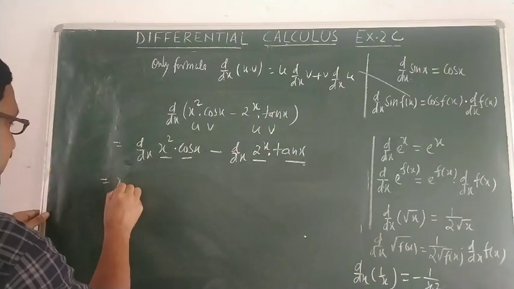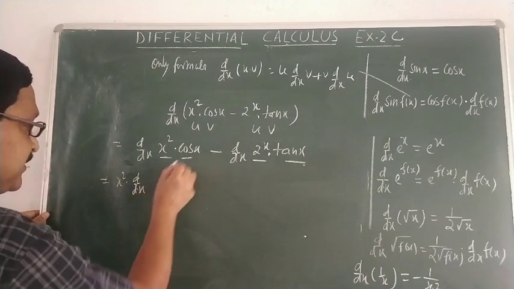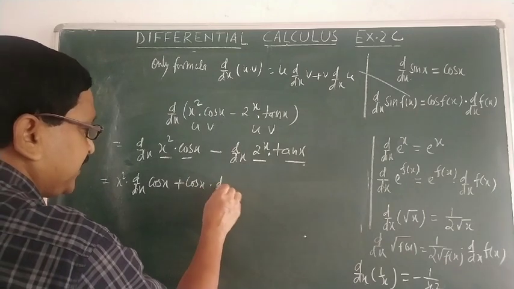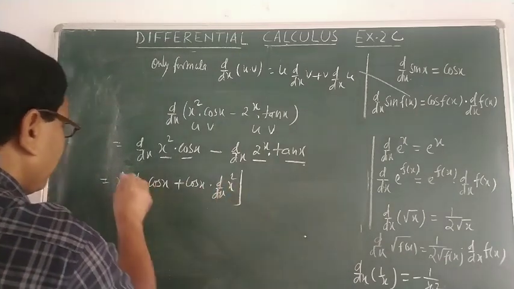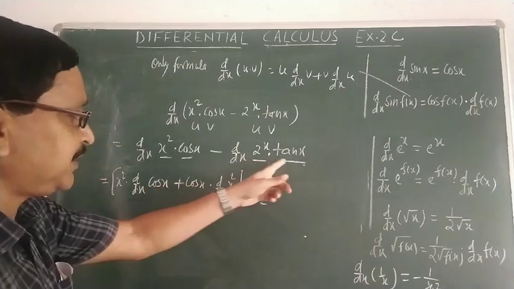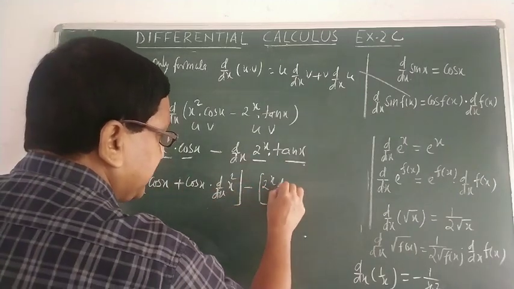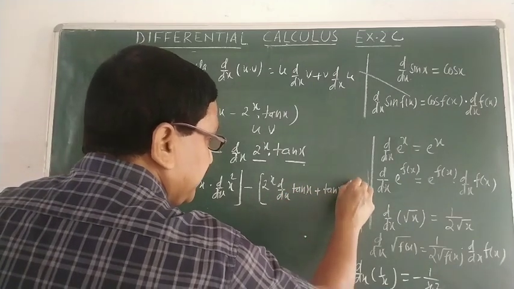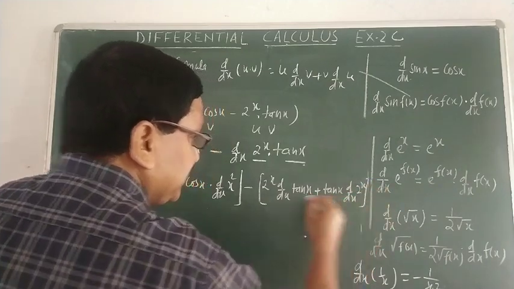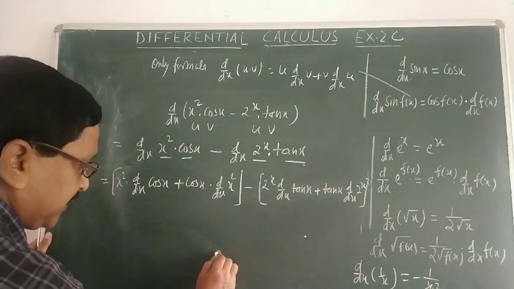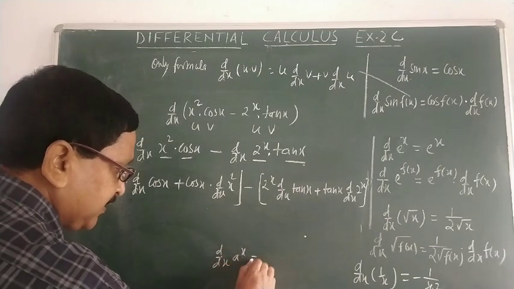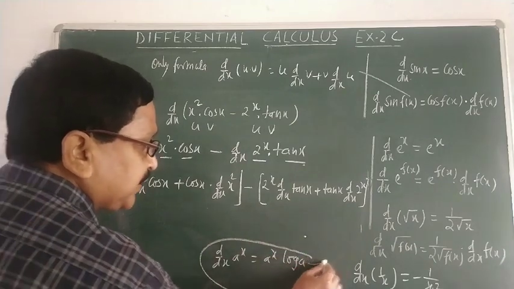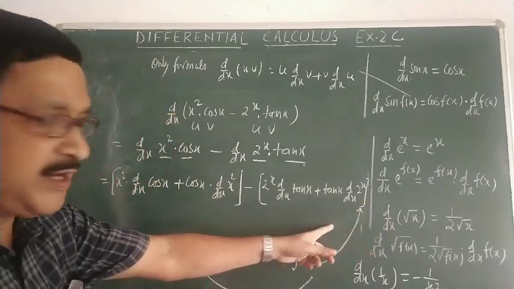So this is first function x square d by dx of second is cos x plus cos x into d by dx of x square. This is over. Now coming to the second, first function 2 to the power x d by dx of tan x plus tan x d by dx of 2 to the power x. Now I have already discussed that d by dx of a to the power x is equal to a to the power x log a. So this will be helpful for this. This 2 to the power x will be done by this rule.